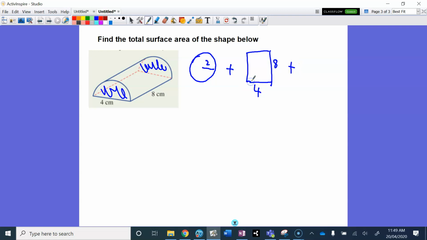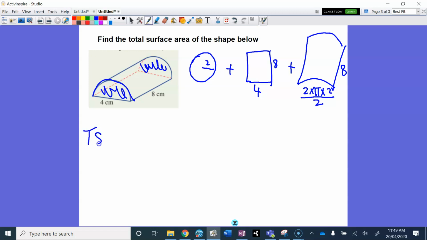Then I've got another rectangle, which is this curved piece. If you're imagining this is the curved bit of the cylinder, I know this is 8 centimetres here, but this length on my rectangle is half of the circumference of the circle. 2 times pi times the radius of 2 would be the circumference of the whole circle, but because I've only got half a circle, that length is divided by 2. So it's a much more complicated story this time.